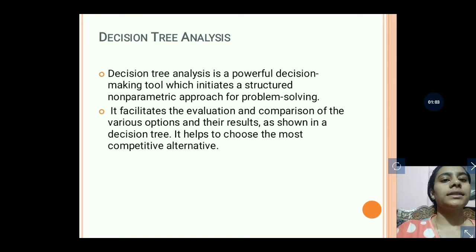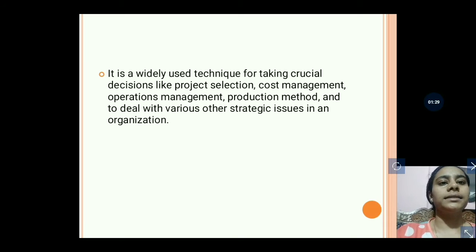Decision tree analysis. Decision tree analysis is a powerful decision-making tool which initiates a structured, non-parametric approach for problem solving. It facilitates the evaluation and comparison of the various options and their results, shown in a decision tree. It helps to choose the most competitive alternative. It is a widely used technique for taking crucial decisions like project selection, cost management, operation management, product method, and to deal with various other strategic issues in an organization.